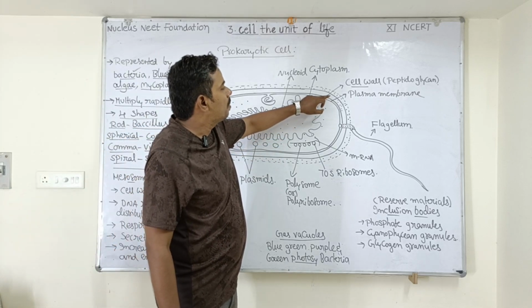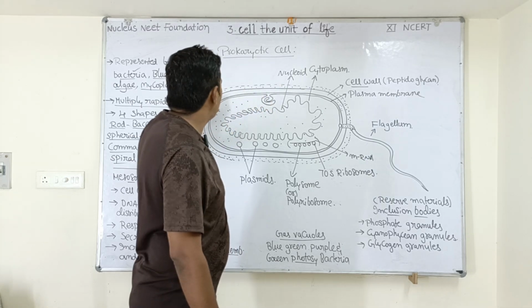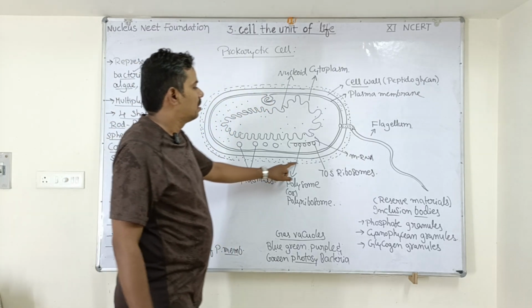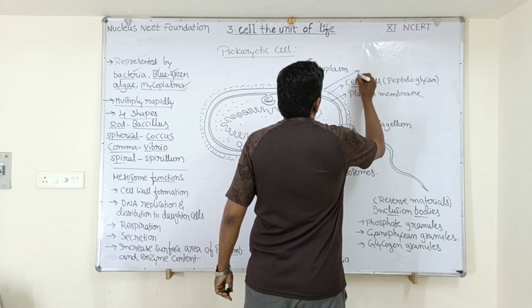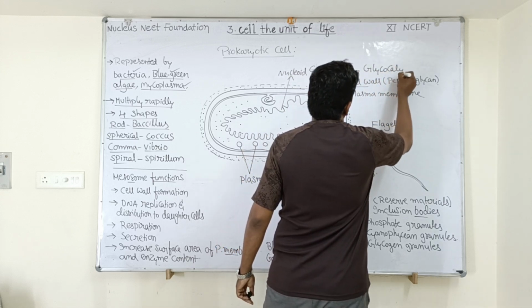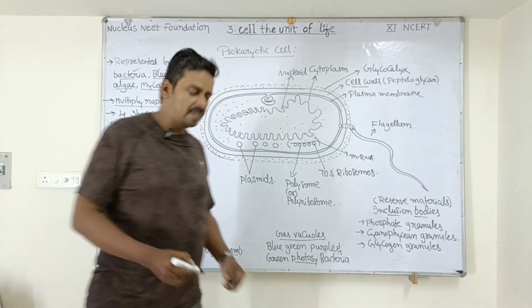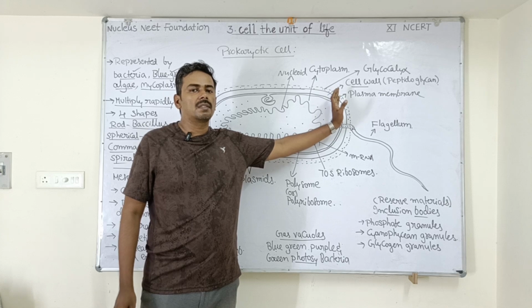Okay. Now, plasma membrane, above the plasma membrane cell wall. Above the cell wall there is one more layer which you can see here. I have put here a dotted line. This third layer. What is this third layer called? It is called glycocalyx. Glycocalyx is another protective layer which is present over cell wall.